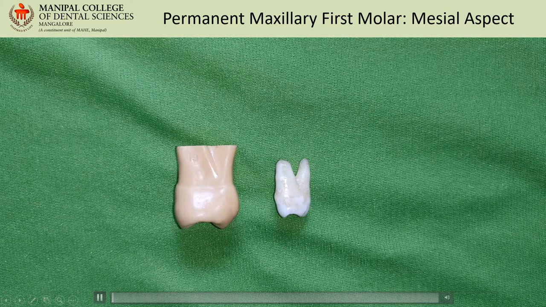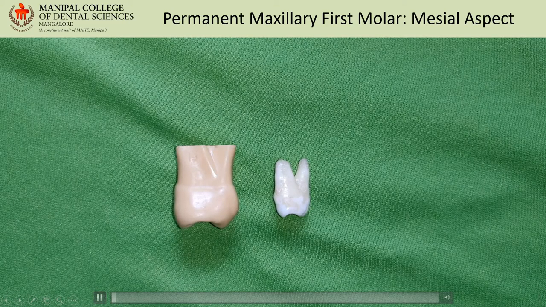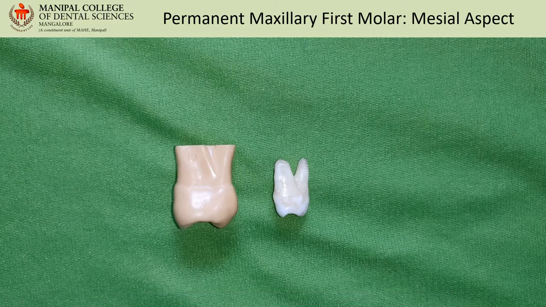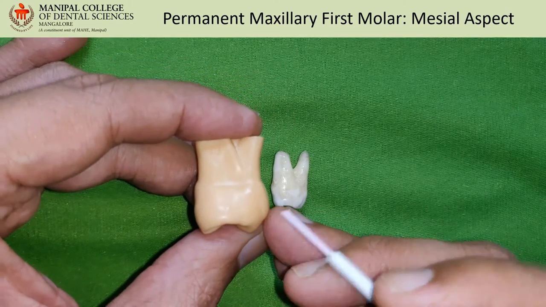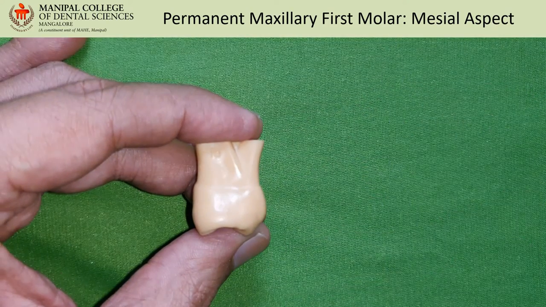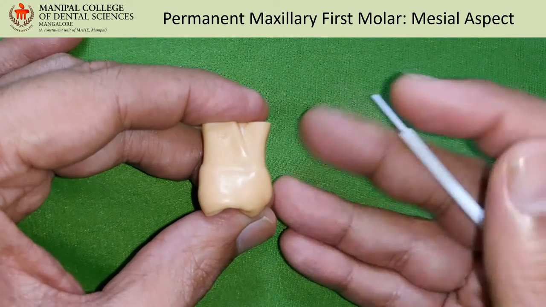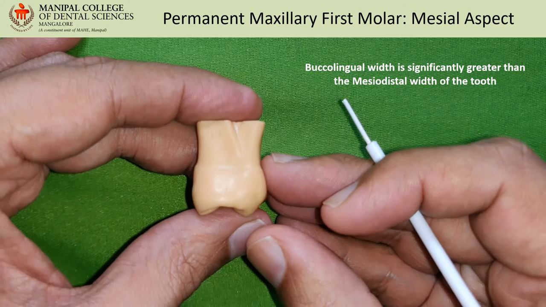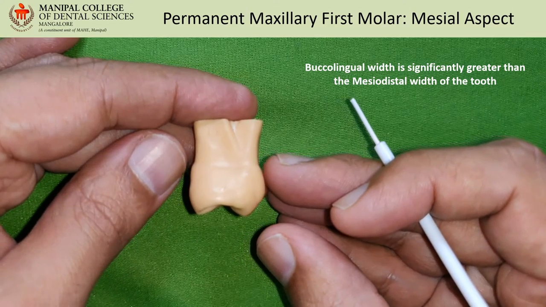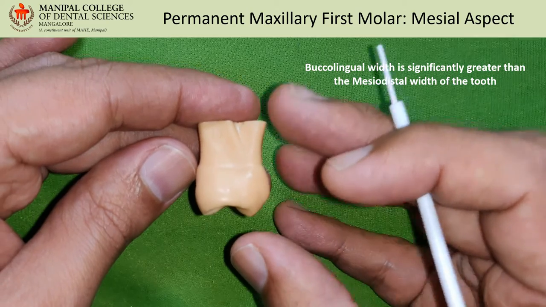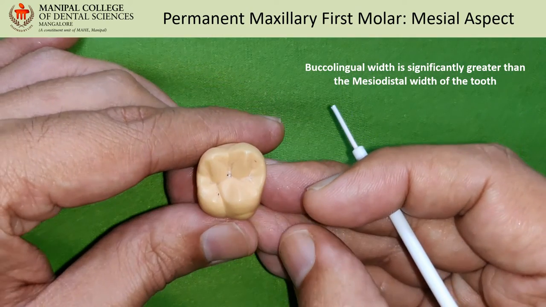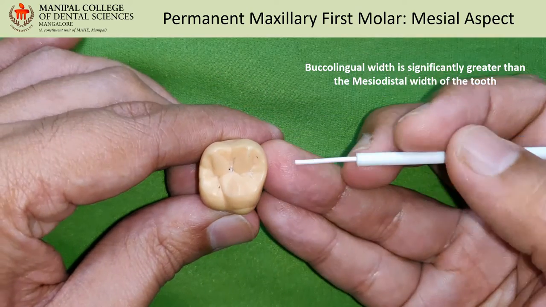In this video, we will be describing the mesial aspect of the permanent maxillary first molar. Let's have a look at the acrylic specimen first. From this aspect, you can appreciate the classical increase in the buccolingual width compared to that of the mesiodistal width, which is better appreciated when you look at it from the occlusal aspect.